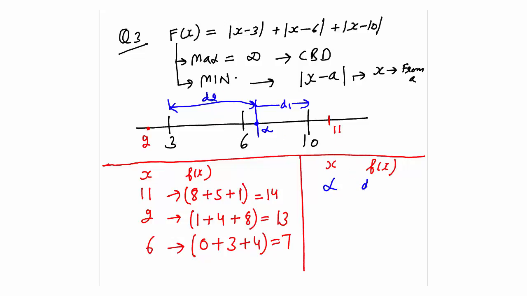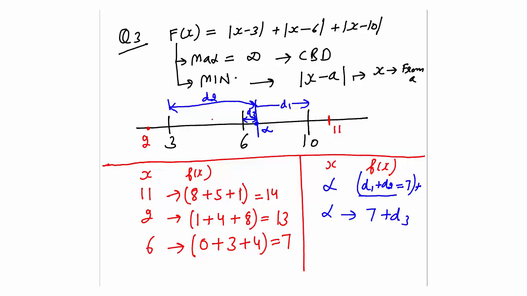So f(x) would be d1 plus d2, which is 7, plus something else. This is the value of f(x). Now this distance will be added because we need to count the distance of alpha from 6. So there will be something extra. I am calling this distance d3. So can I say that if you put x equals alpha, the answer would be 7 plus d3, because there will be some distance of alpha from 6.